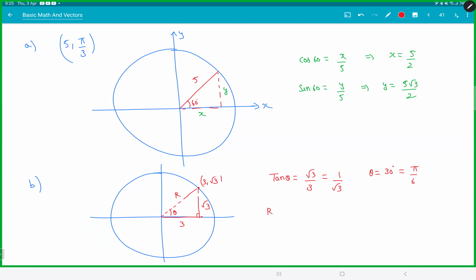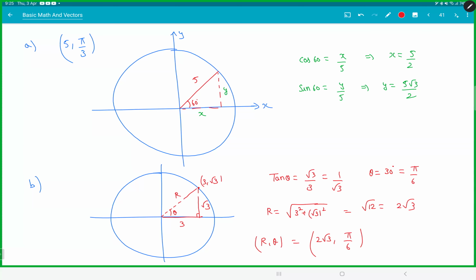What is the radius? The radius will be root over Pythagoras theorem: 3 square plus root 3 square. That will be root 12, which is 2 root 3. Therefore, what is r comma theta? So r comma theta is 2 root 3 comma pi by 6.